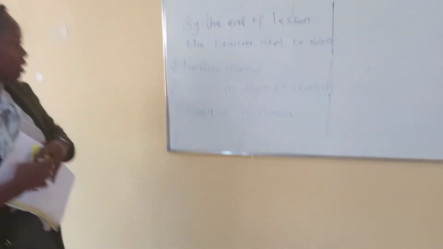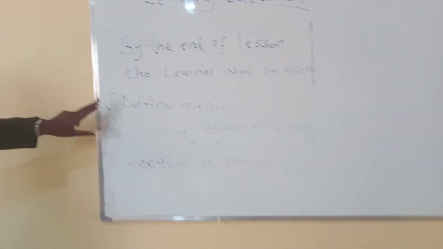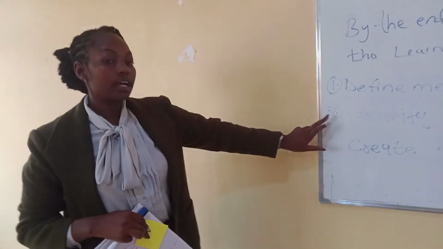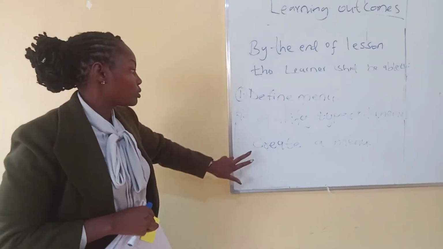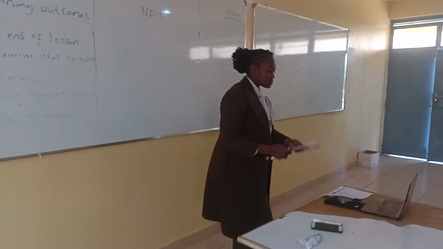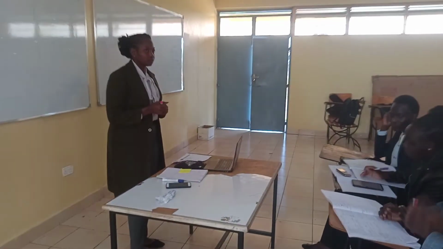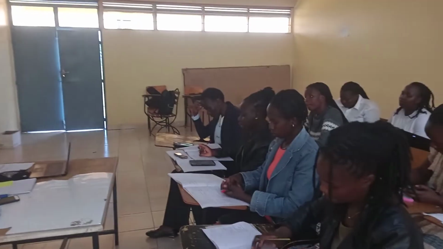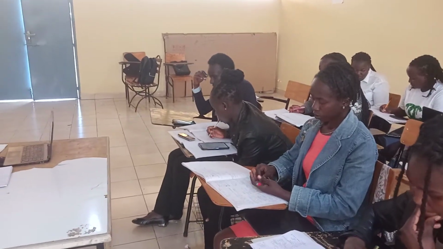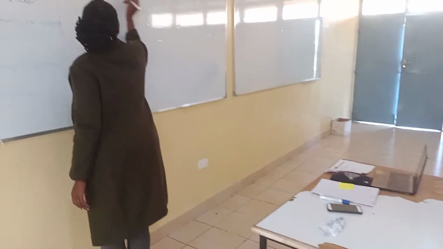Okay, so class, is my highlighting visible? Anita, read for us this. Define menu. Identify types of menu. Create a menu. Okay, clearly it's visible. So class, who's going to define what a menu is? Yes, Audrey? A menu is a list of food and beverage offered in a restaurant. Correct. So, a menu is a list of foods.